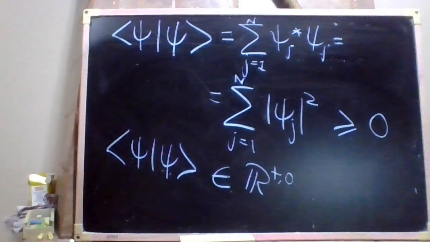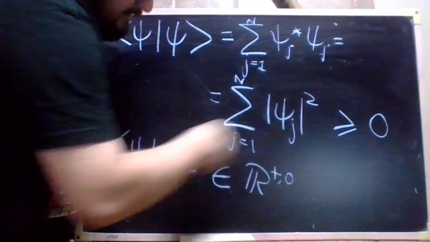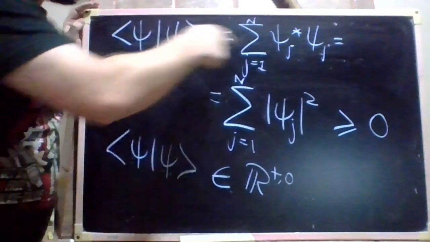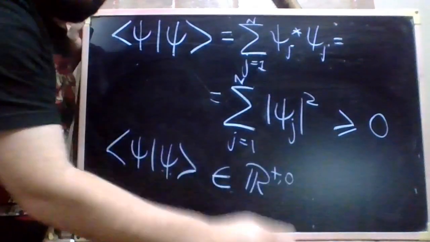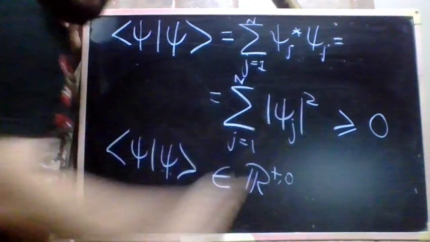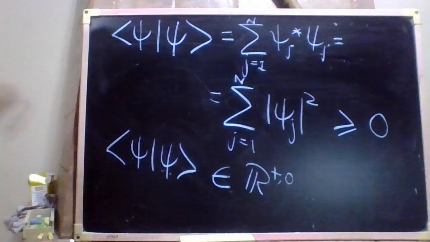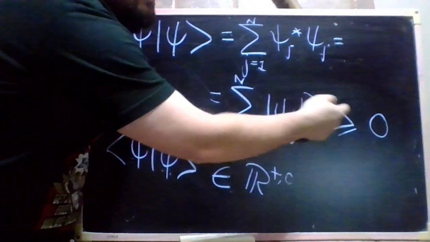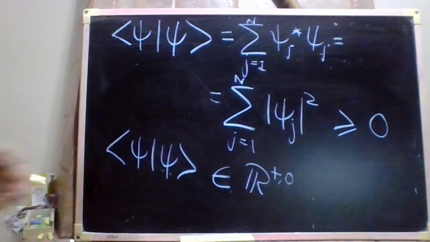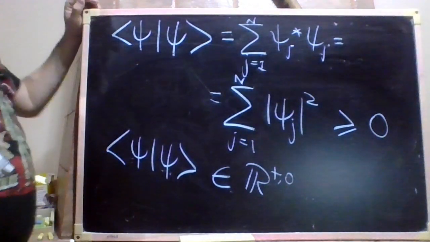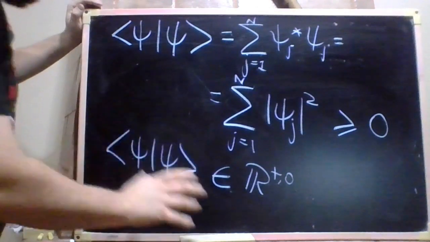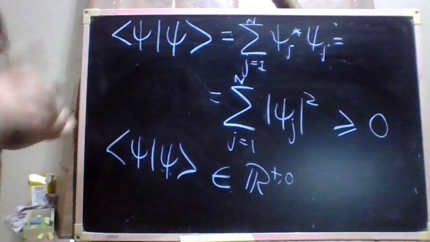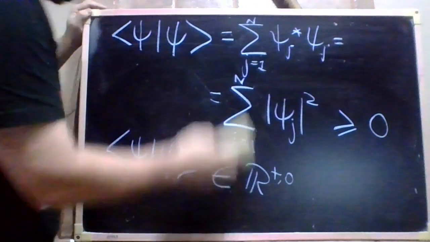Okay, zero only if you have a null vector here. Every component of the vector zero, then you get zero for the answer. Otherwise, this will be a real number greater than zero. It's a positive number. It's positive definite. So, this is an important property of Hilbert space.